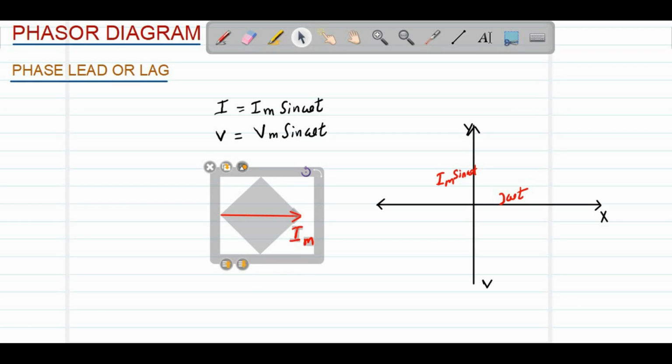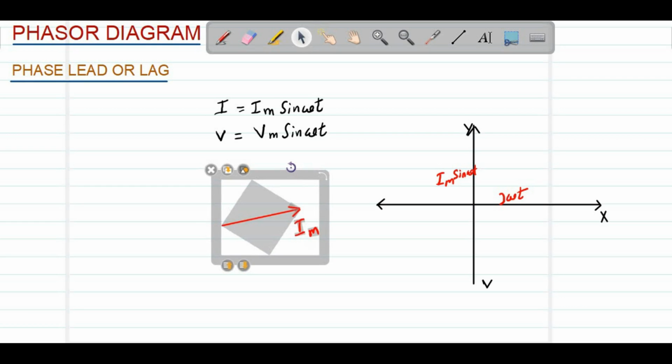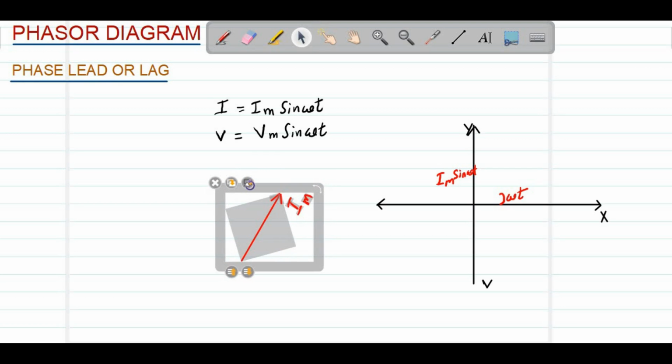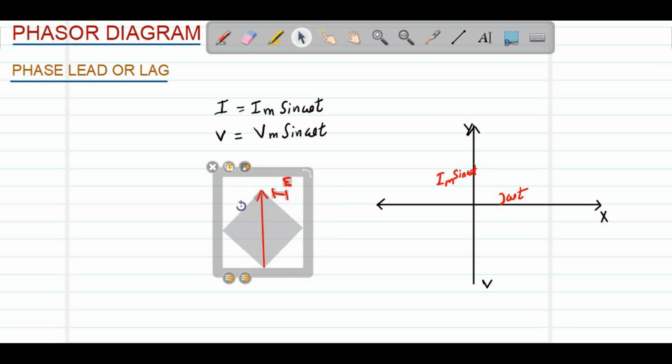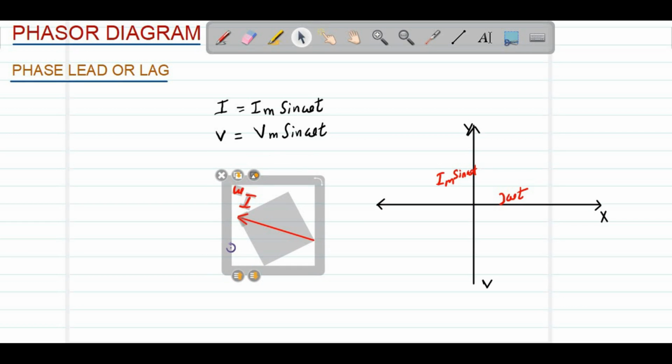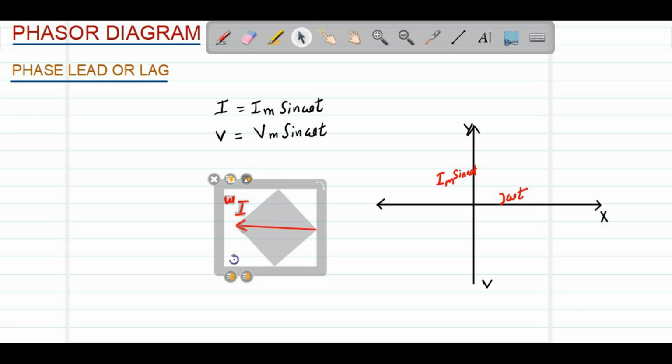At this time the angle omega t equals 0, then I equals Im into sine 0, which will be 0. As the phasor rotates, the angle omega t is increasing. When it rotates this much, 90 degrees, omega t becomes 90, sine 90 equals 1, so I equals Im. Again it rotates this way, the component of the vector on the y-axis, the projection of this vector on the y-axis, will keep on decreasing.